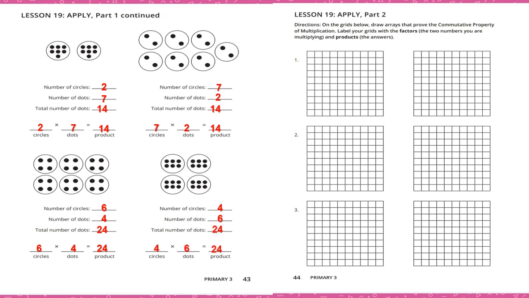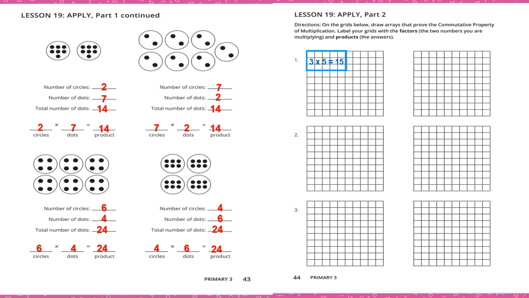Okay, here in this grid, he wants me to draw arrays that prove the commutative property of multiplication. The first array I will draw has 3 rows and 5 columns. This rectangle contains an array. This array contains 3 rows and 1, 2, 3, 4, 5 columns. So the total can be 3 times 5 equals 15.